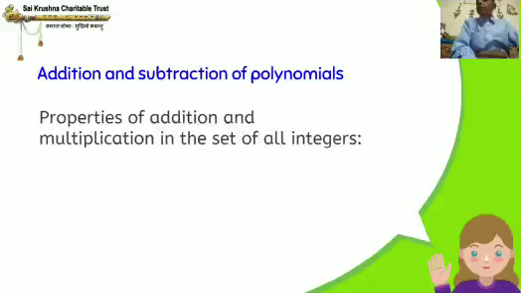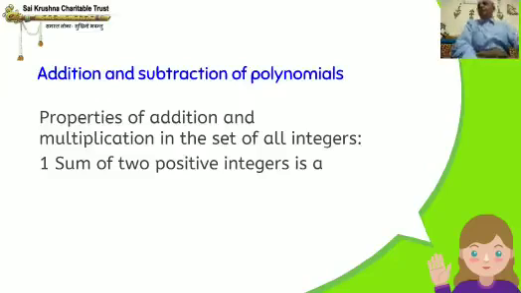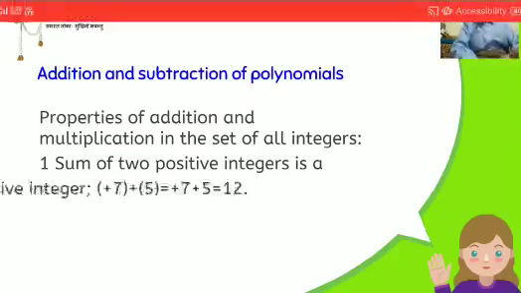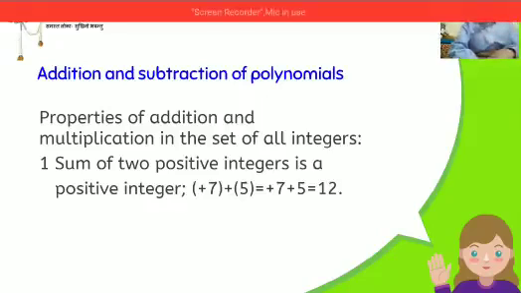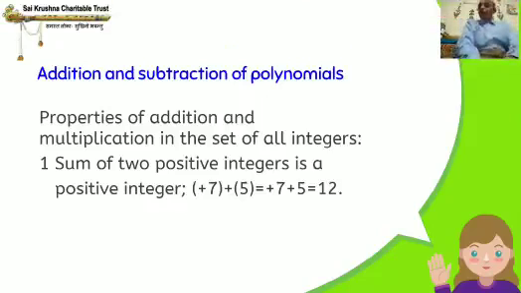Now, there are some properties of addition and multiplication in the set of all integers. Let us study them one by one. First property: the sum of two positive integers is a positive integer. So here there is an example.